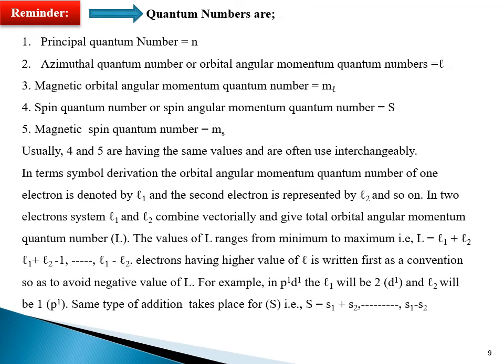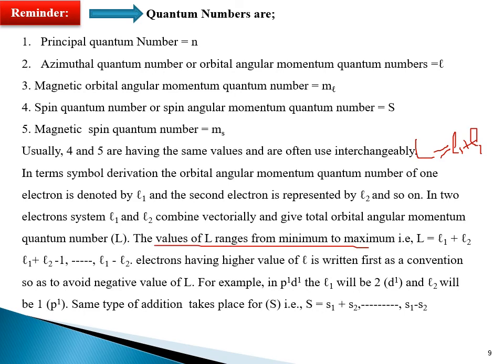Well, here's a slight reminder for the quantum numbers. We represent the principal quantum number by n, the azimuthal quantum number or orbital angular momentum quantum number by L, the magnetic orbital angular momentum quantum number by ml, spin by S, and the magnetic spin quantum number by ms. Usually 4 and 5 are used interchangeably. While in derivation of term symbol, we will have to add the L values of the electrons. If you have 2 electrons, just add L1 of the first electron to L2 of the second electron. It will be like this: L is equal to L1 of the first electron plus L2 of the second electron, and so on.